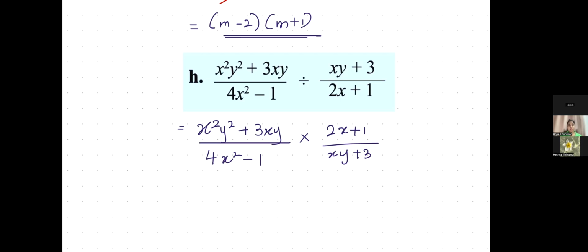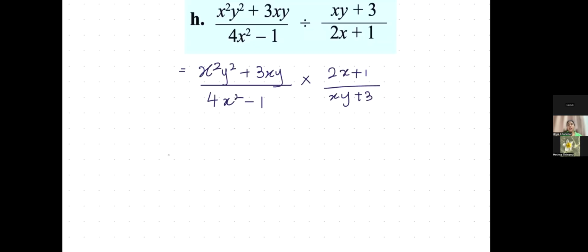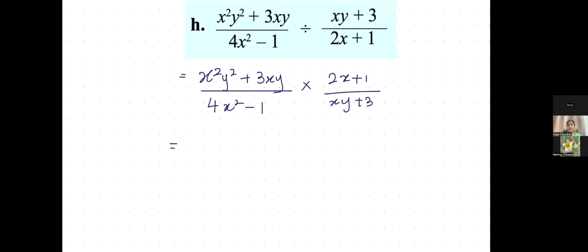So when I do factorizing, it's pretty straightforward. In the numerator, x squared y squared plus 3xy, here x and y are common. Taking one x and one y out, one x and one y remain. Here in 3xy, taking x and y out, we have 3 remaining.